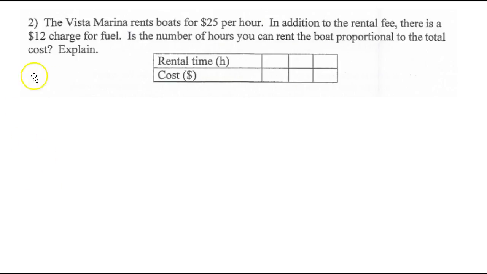Number 2, the Vista Marina rents boats for $25 per hour. In addition to the rental fee, there is a $12 charge for fuel. Is the number of hours that you can rent a boat proportional to the total cost? Explain. So we're going to need to fill out a table right here. So let's just think about this. A rental time of 1 hour. It says it's $25 per hour, and there's also a $12 charge for fuel. So for this first hour, we have $25 plus our $12 fuel charge.